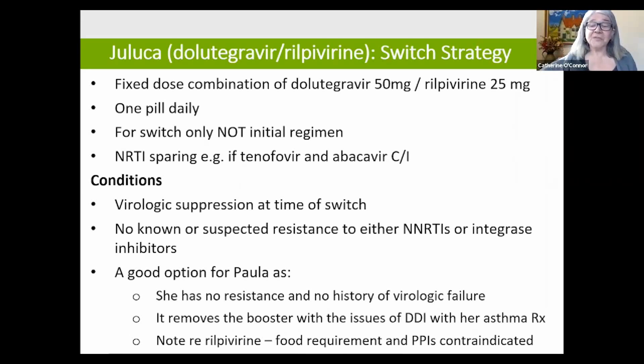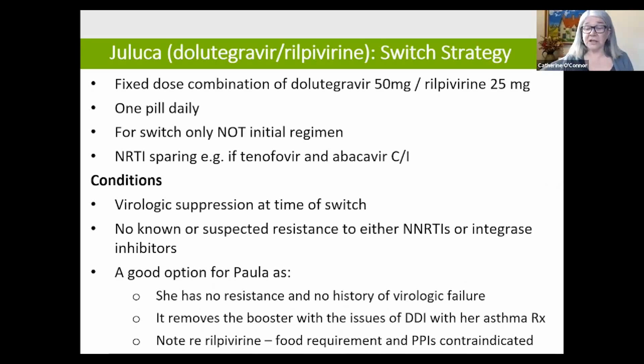We need to be very careful to make sure that the conditions of its use are met. So, as I said, there needs to be virological suppression at the time of switch. There needs to be no known or suspected resistance to either NNRTIs or integrase inhibitors. This is probably a good option for Paula because she doesn't have any resistance or history of failure.